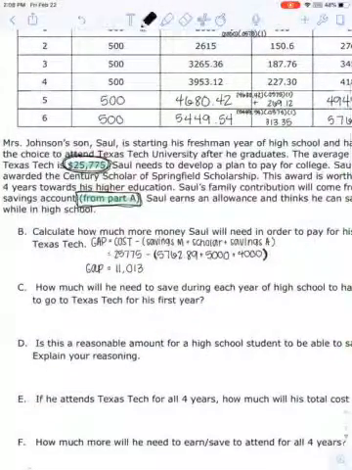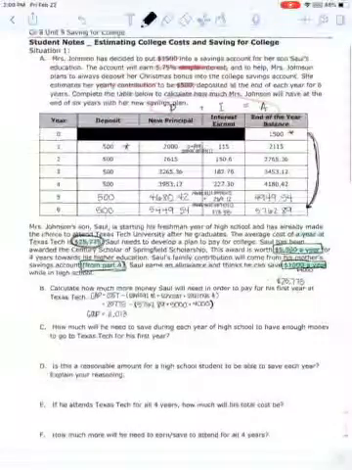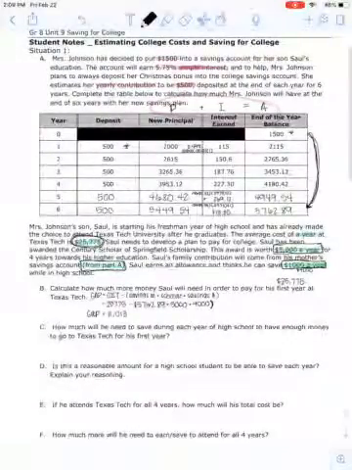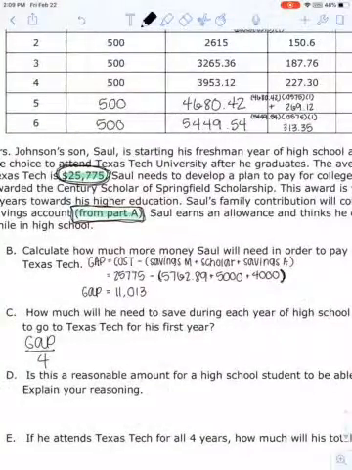So part C says how much will he need to save during each year of high school to have enough to go to Texas Tech for his first year. Well, to figure that out, we're just going to take what he needs to have and divide by 4. Because 4 years of high school, that's how much we have to have. And then we're going to replace, once again, in our equation, values we know. So we're going to take that $11,013 divided over 4 years.